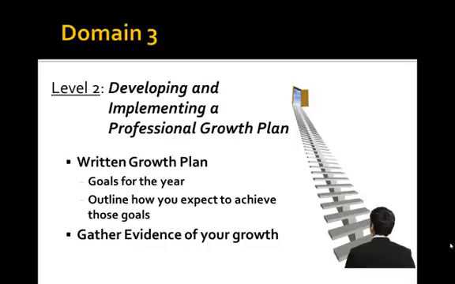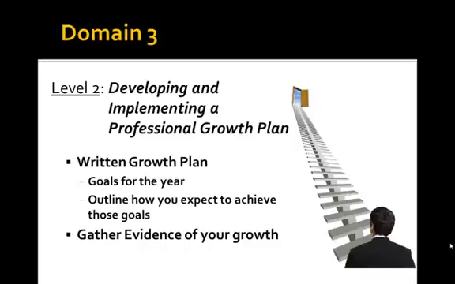And you gather evidence of your growth. So if your thing was to improve student engagement, do you have anecdotes of students that you've particularly worked with, that you've got them engaged in what it is that you're doing? What strategies did you use? What conversations did you have with the student? Did you have with the parent? Did you have with the guidance counselor? Did you have with other teachers? So just start thinking about this.